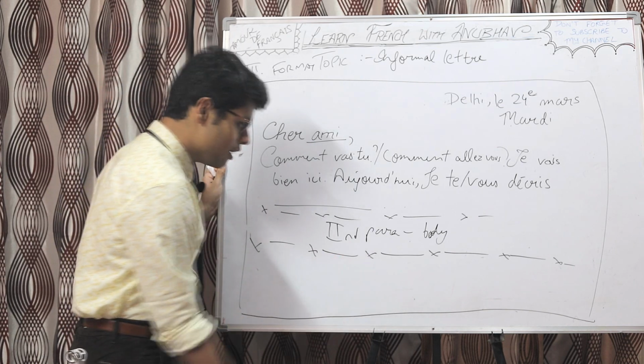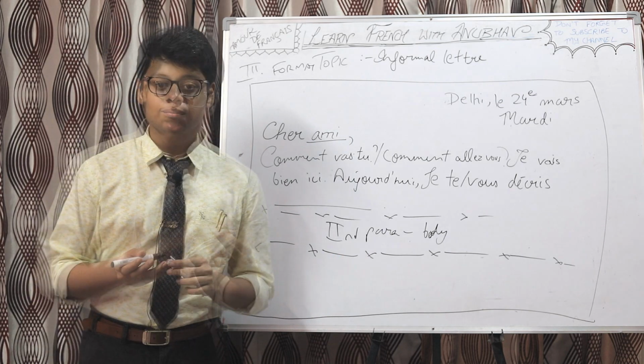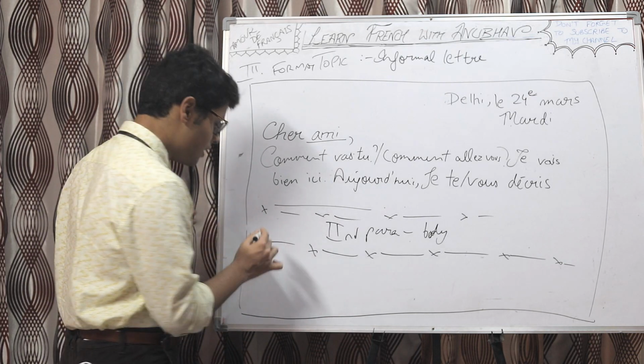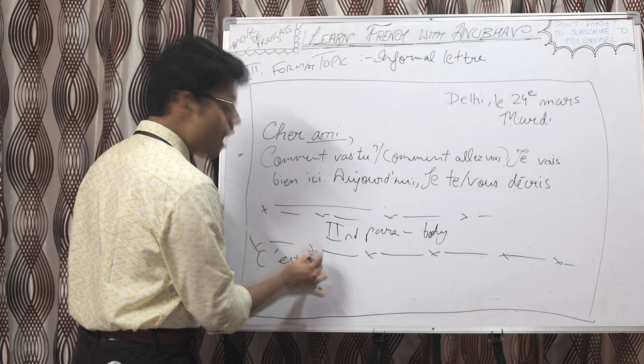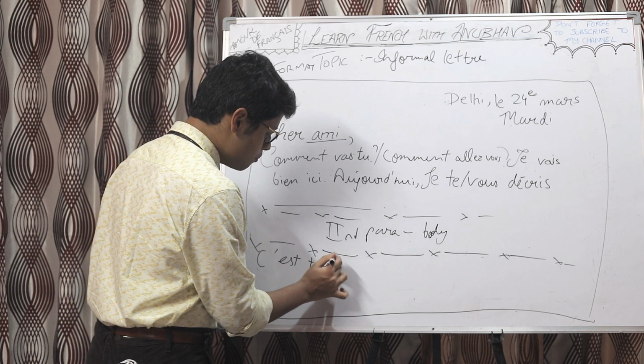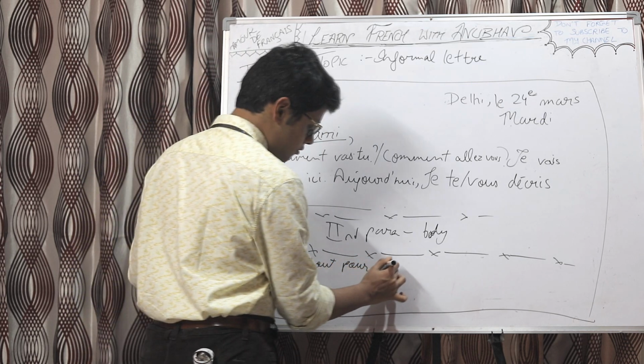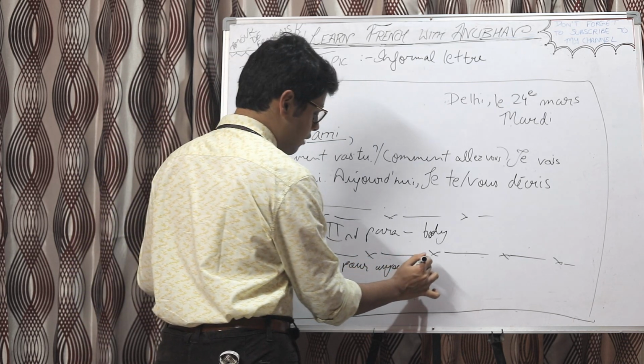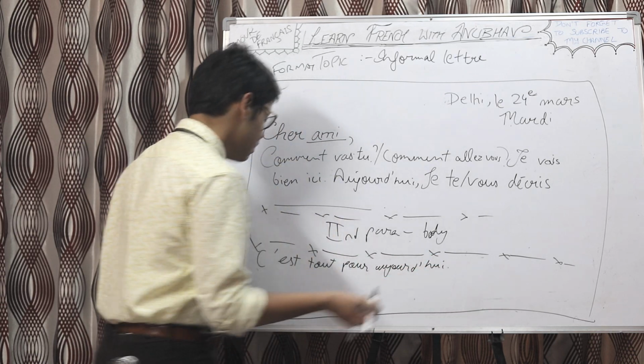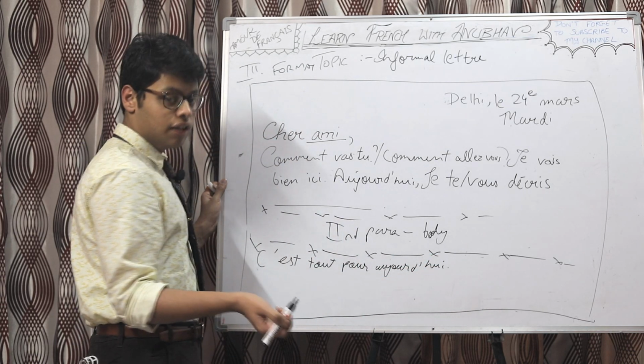And then the concluding part, the third para. Now, concluding can be done by saying, how I do is, c'est tout pour aujourd'hui. That's all for today. That's how I conclude my YouTube videos also. C'est tout pour aujourd'hui. That's all for today.